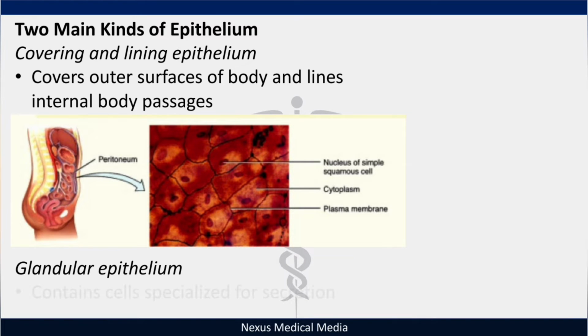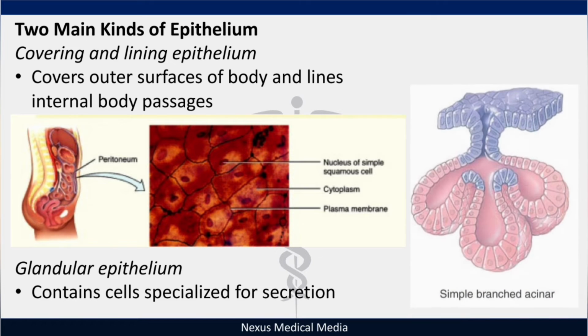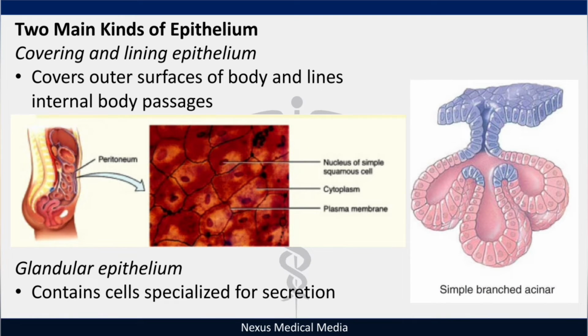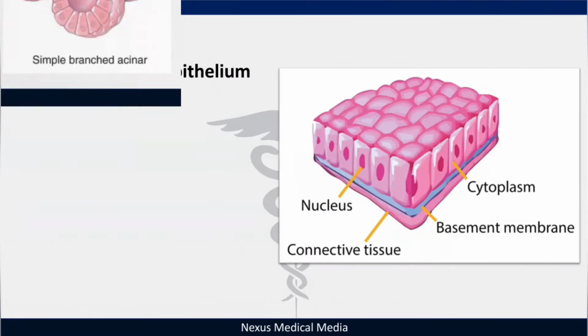Glandular epithelium is specifically for glands, right? So it contains specialized cells for secretion. Here is an example of a simple branched acinar gland. We'll talk about types of glands later, but this is just an example of what's to come.